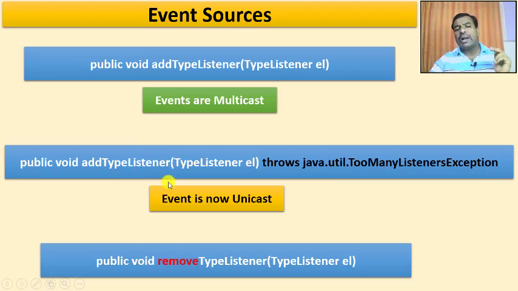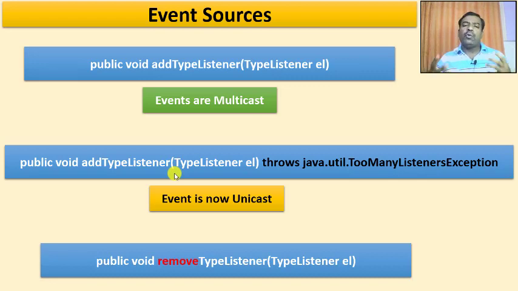If you try to add a second listener, you end up with the exception called TooManyListenersException. If I'm using the same method with this particular exception, we are going to have an object or an event which will have only one listener. Hence the event is now a unicast. So right now, the event has been registered.